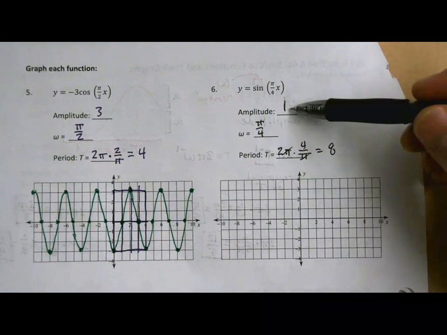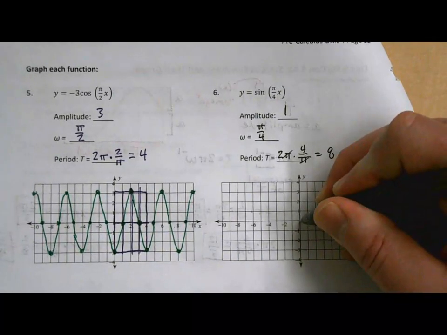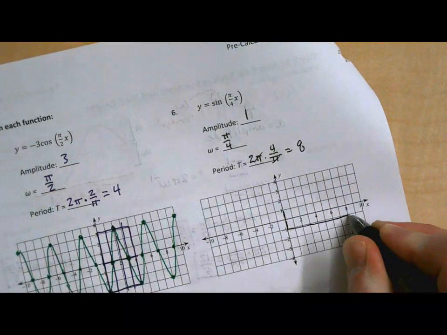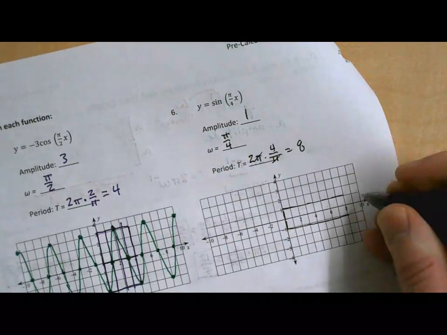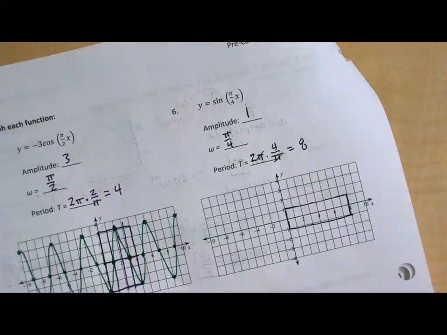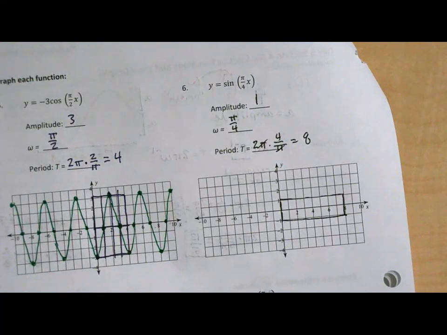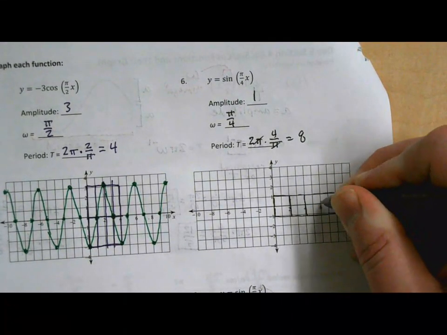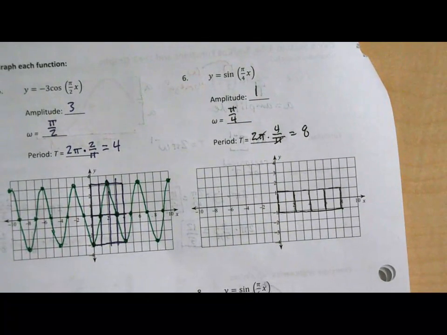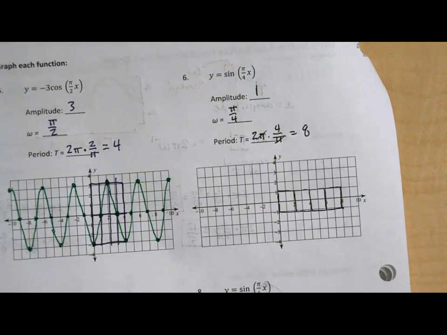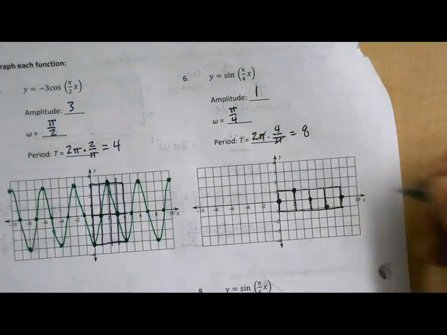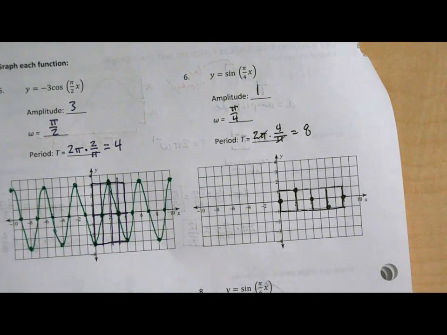Now, amplitude's pretty small here, so you're only going to go up and down 1 this time. And your box is going to be 8 units wide. We always chop it into 4 equal segments horizontally. And this time we're dealing with a positive sign, so I'll go ahead and put those key parent points onto my graph, and then make some copies and call it a day.